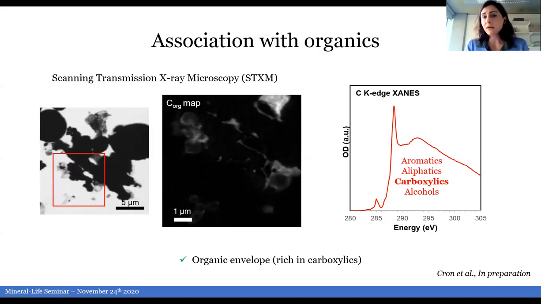We can look at the association of this sulfur with organics using, again, STXM. On the left, you have a STXM image where the sulfur is dark. And you can see in some places where the sulfur has vaporized in the STXM, you see a more transparent sphere that was the envelope of the sulfur. We can use X-ray spectroscopy to determine that this is a carbon-rich envelope dominated by carboxyl groups. So here we're ticking a second box, which is an organic envelope rich in carboxylics.